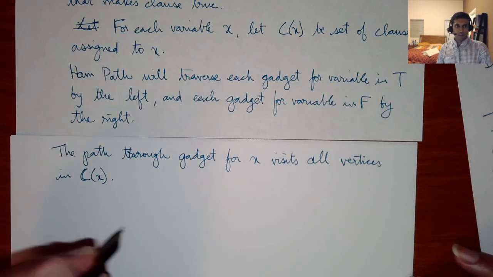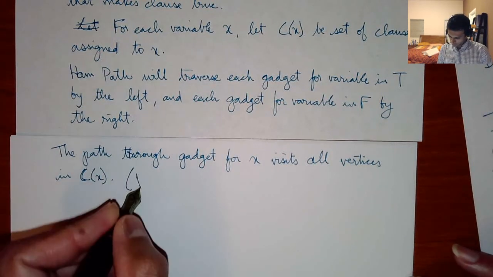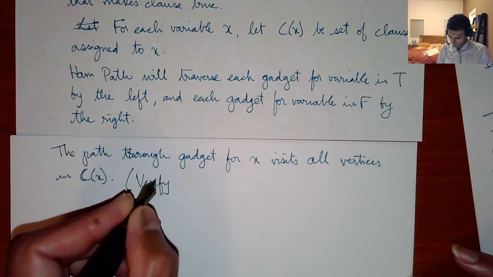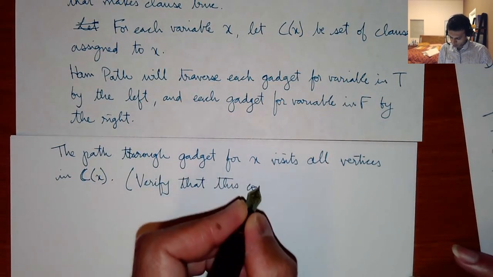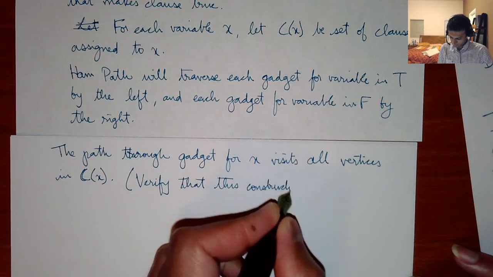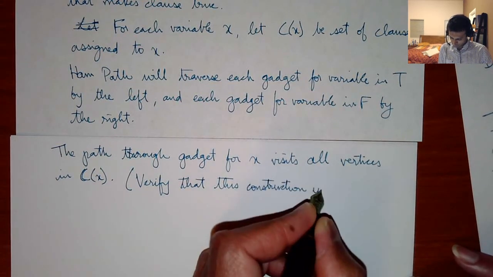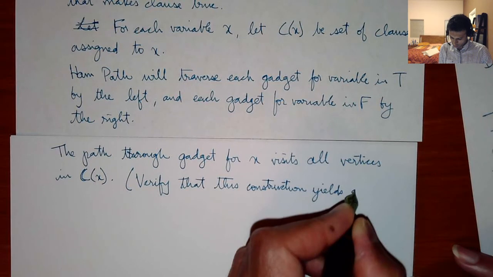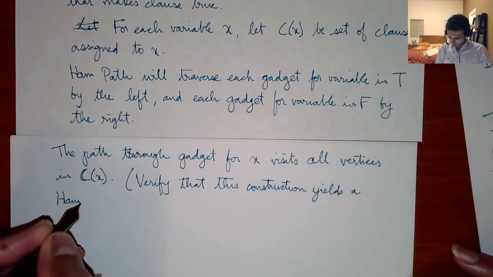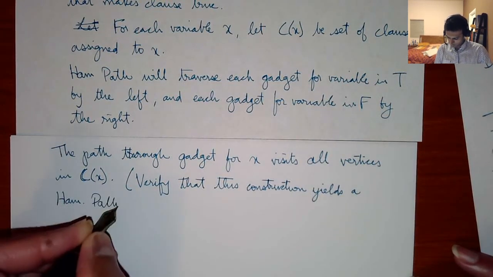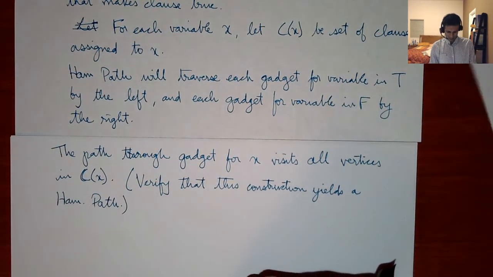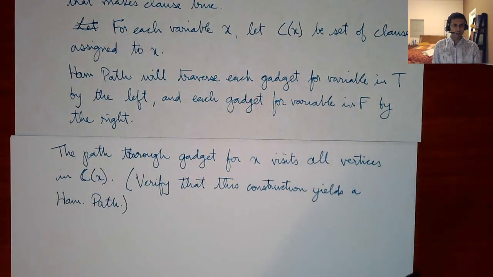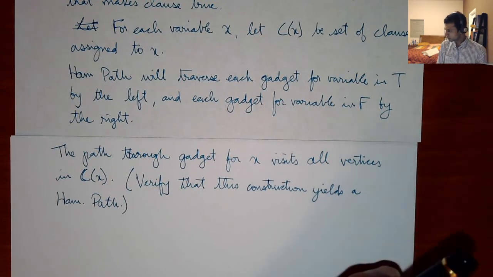Now, you need to verify that this construction yields a Hamiltonian path. But hopefully this construction makes sense. At this point, I don't want to belabor the point and give more detail. I think the key is to look at the picture and get the idea.